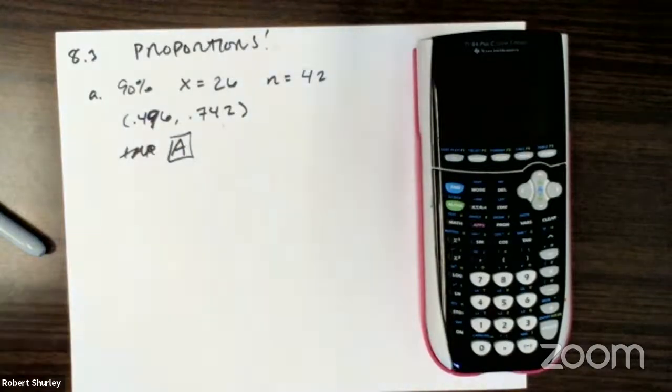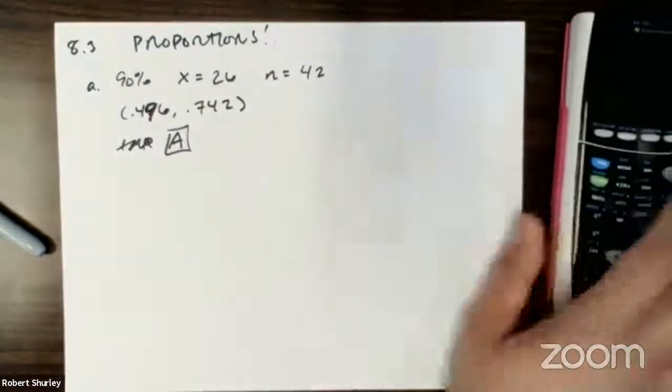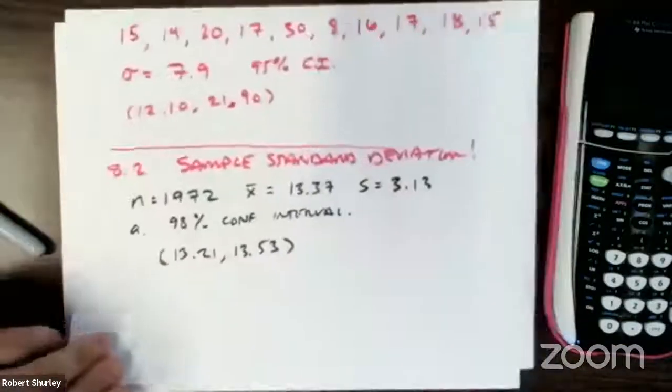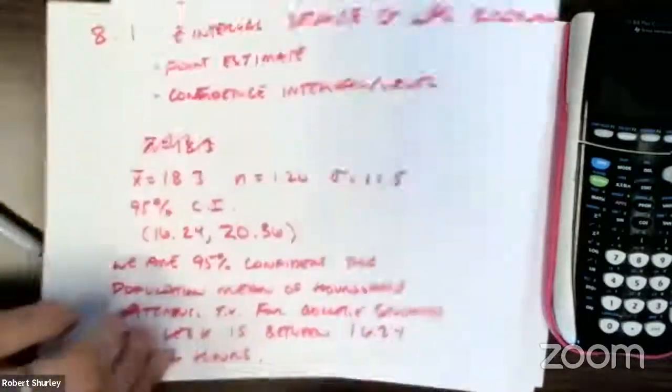Okay, so for review, I would use the 8.5 section for review. And then go back and look at homework from 8.1, 8.2, and 8.3.